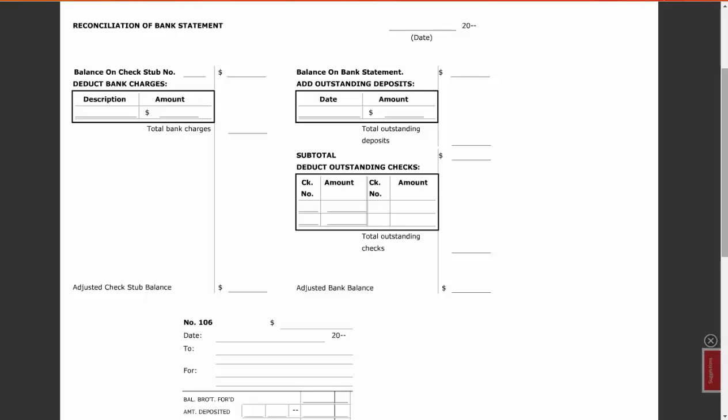Now I have a no-fee checking account, so basically I don't have any service fees, and the reason why is because I have direct deposit. So what does that mean to the bank? It goes directly there, right?